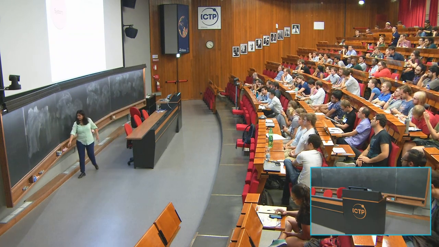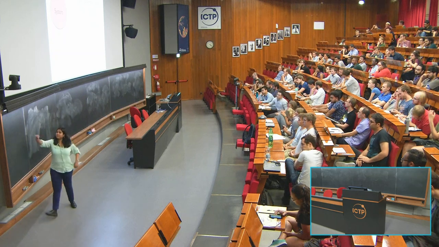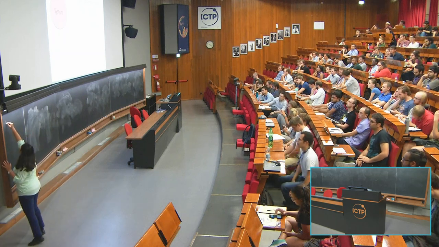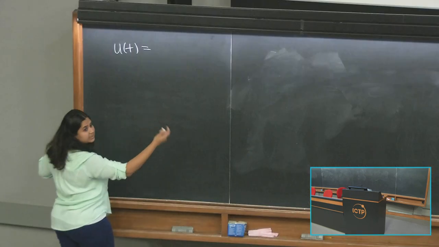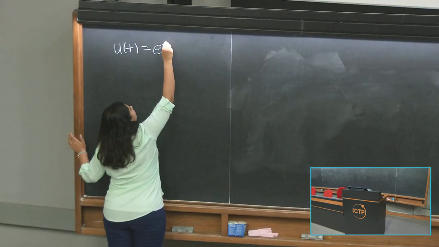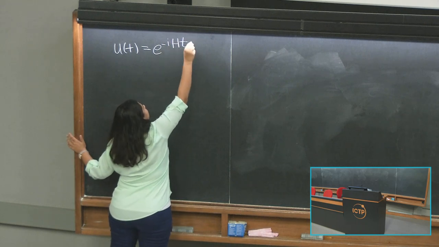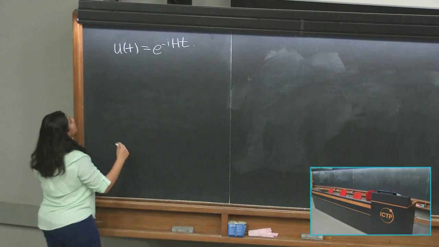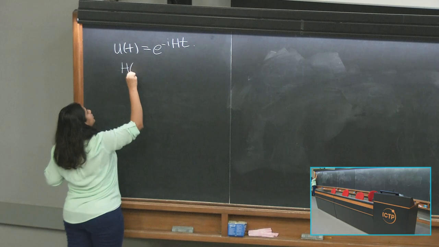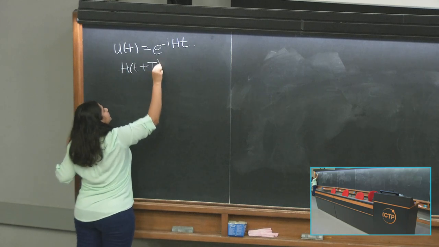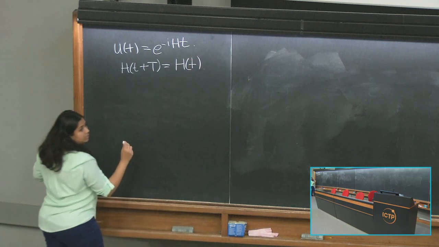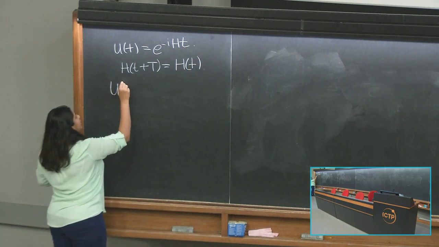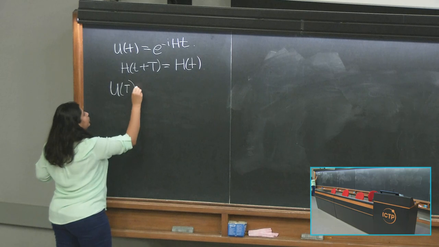So there are various cases for U of t that we can consider. The most common one is a time-independent Hamiltonian, in which case U of t is just e to the minus iHt. You can also consider Floquet Hamiltonians, which are time periodic models. In this case, you have the time evolution operator for one period.